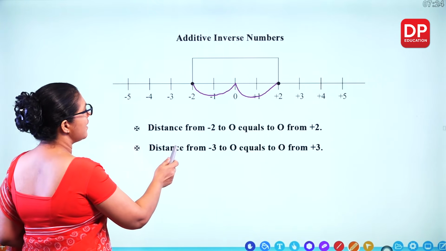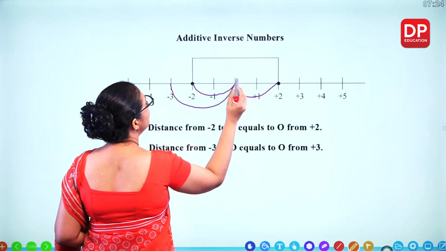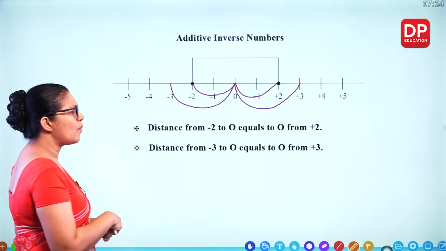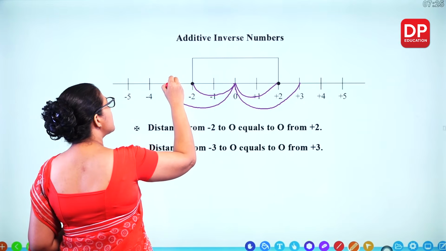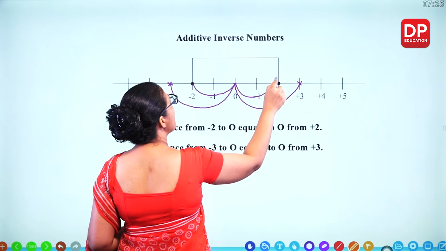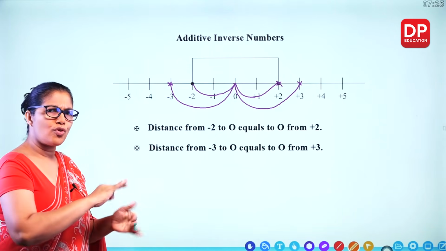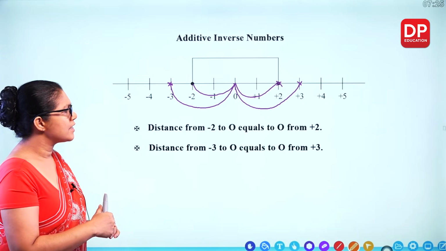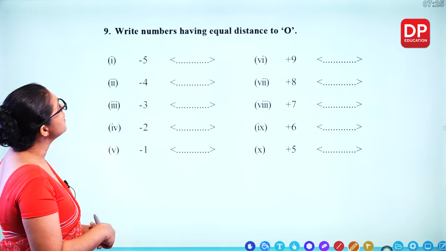So again, distance from minus 3 to 0 and distance from 0 to minus 3, these two distances are equal. So we call minus 3 the additive inverse of plus 3. Plus 2 is the additive inverse of minus 2. So the same distance from the original point or the initial point. Right, numbers having equal distance to 0.